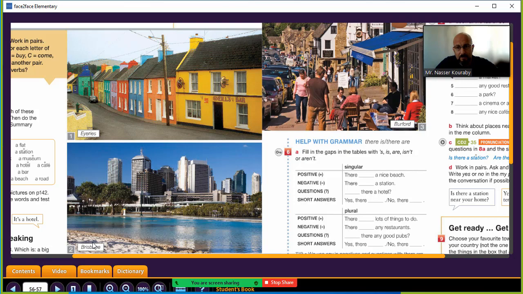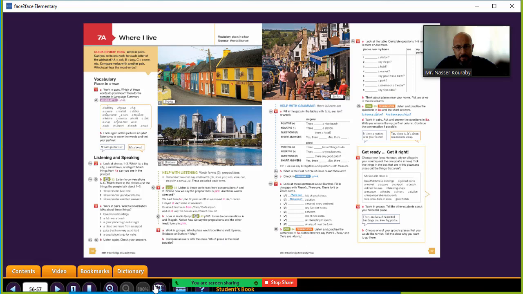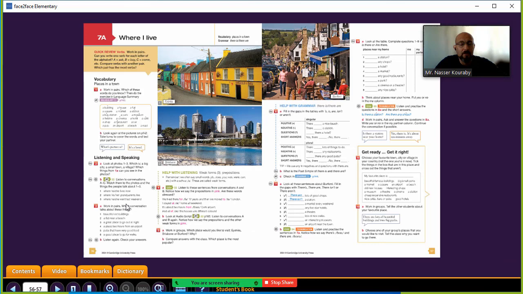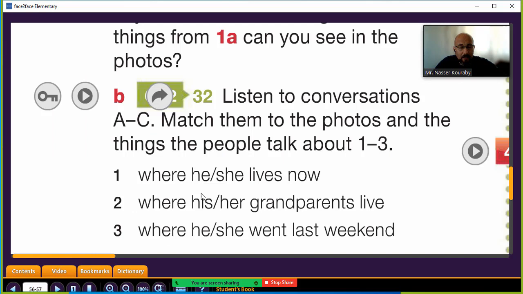Okay. So what we will do now in exercise number 2B, we will listen to conversations A to C. Match them to the photos and the things the people talk about. For example, now we will see when we listen, conversation number one about which place. And people talk about what here? About where he or she lives now, about where his or her grandparents live, or about where he or she went last weekend. Okay?